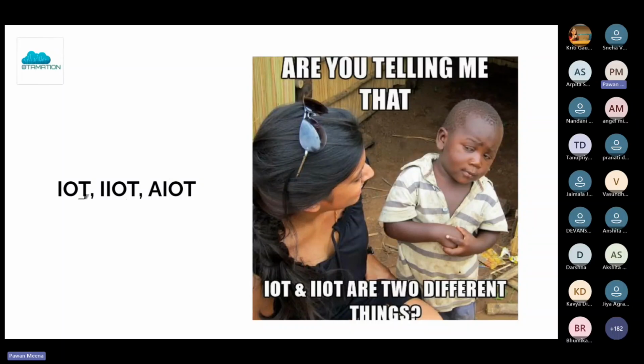IIoT, AIoT. अब तक हम पढ़ रहे थे IoT. आई थिंक आप काफी सारी चीजें समझ गए होंगे IoT के बारे में. If you have any kind of doubt and question regarding the IoT, you can ask me.